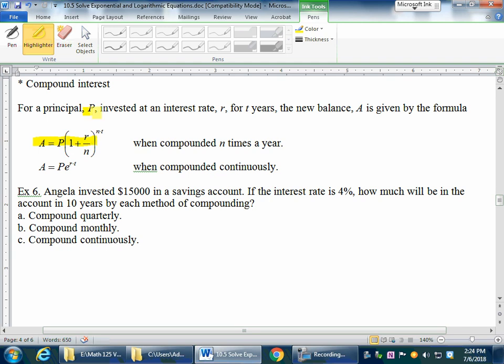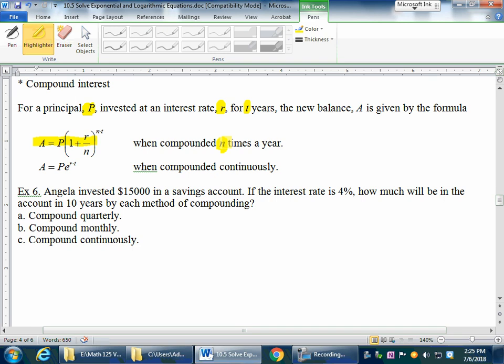P represents the amount that is invested, the principal. R is representing the interest rate, and T is representing the number of years that it is being invested. And N is basically how many times the interest is compounded in a year. So this N can be compounded twice a year, semi-annually, quarterly, 4 times a year, monthly, 12 times a year, weekly, 52 weeks, and daily, 365 days, and so on and so forth. So those are the cases that we can have.